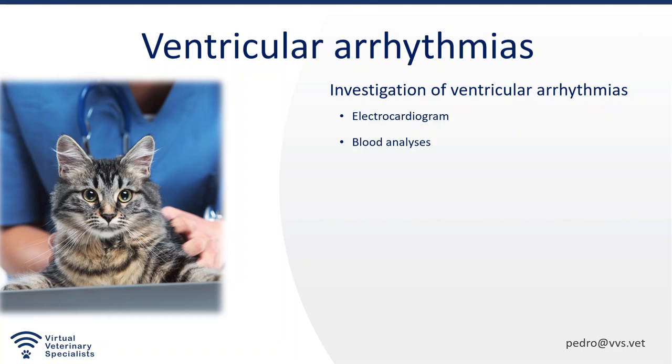In cats, most of the time there will be an underlying structural heart problem, but in dogs, it's not uncommon to have an extracardiac problem, for example a splenic mass, gastric torsion, sepsis, pancreatitis, electrolyte imbalances. Those are all examples that I'm sure you've all come across.